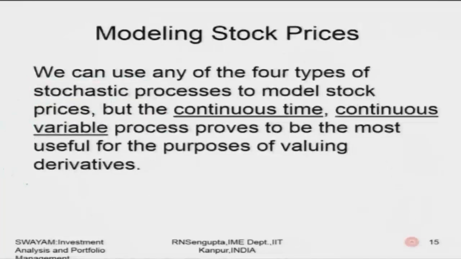also. So, we can use any of the 4 types of stochastic process to model stock prices, but the continuous time, continuous variable proves to be the most useful for the purpose of valuing the derivatives, because it gives us a better picture in order to do the calculations rather than the discrete case. Because stock prices are continuously fluctuating, and if you remember, we have been considering the case of continuous compounding.